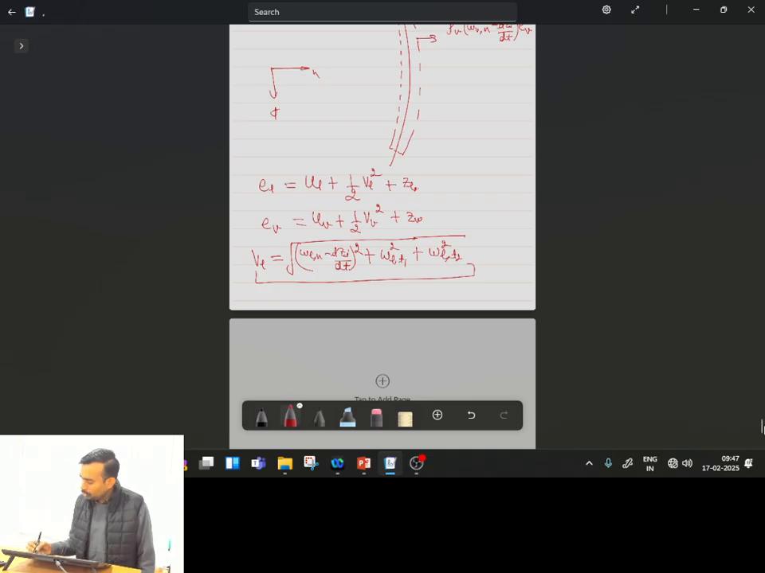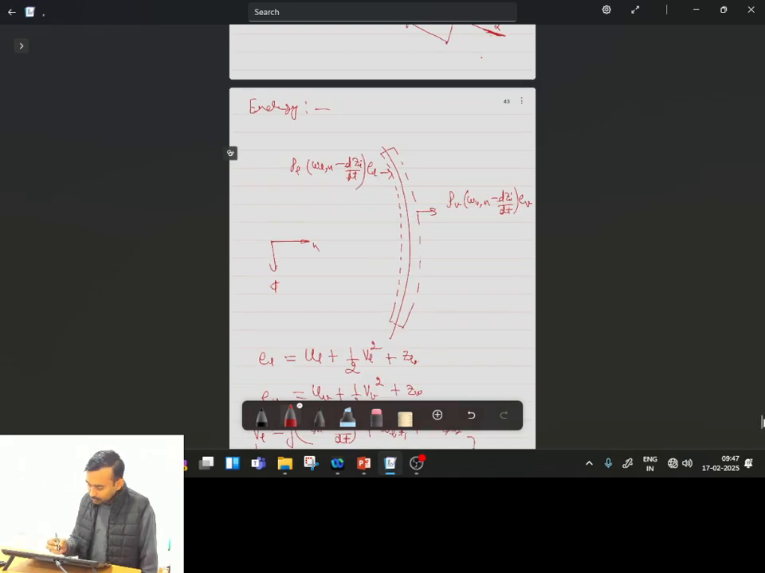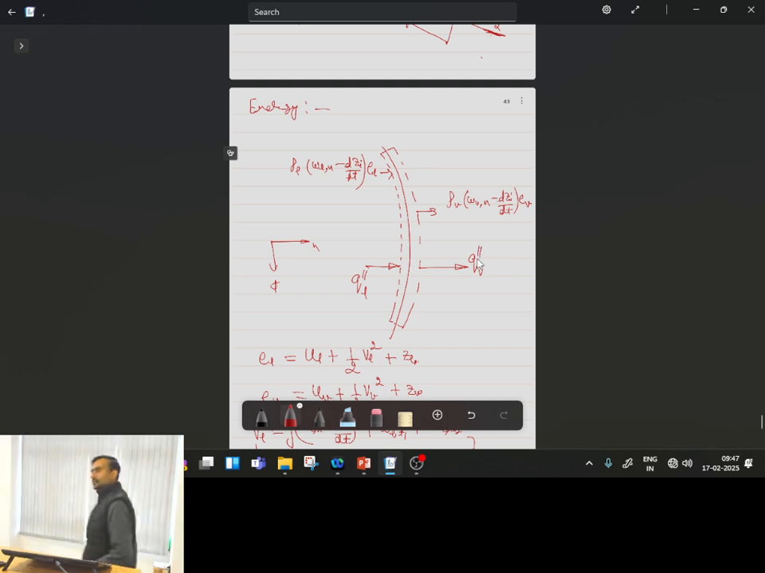Along with that, you may have some heat flux acting at the liquid side. The heat flux acting at the liquid side is, say, Q double dash L, and the heat flux acting at the vapor side is, say, QV double dash. All clear with this point? So QL double dash is the heat flux at the liquid side, and QV double dash is the heat flux at the vapor side.